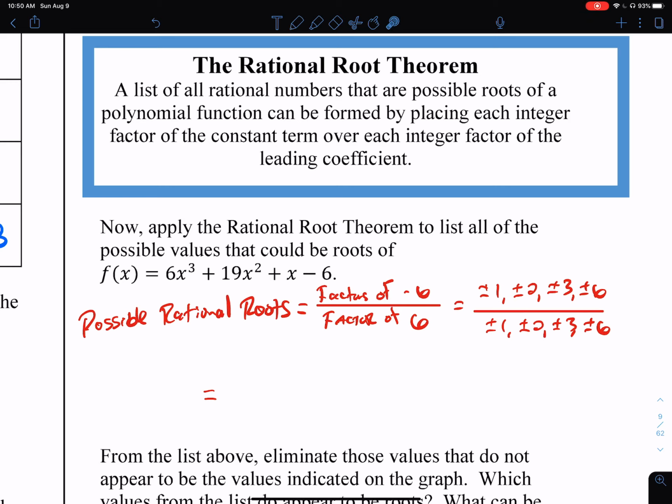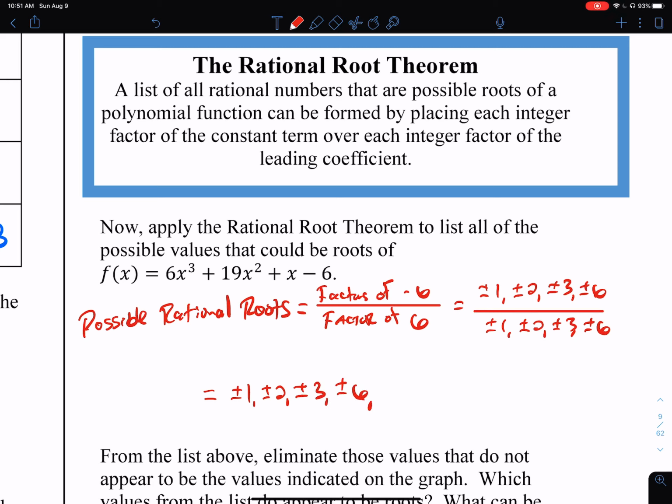Now, to get all the possible combinations, I'm going to do this this time, and then you can decide if you need to do this next part. Take each of these and divide them by 1. We take each of these and divide them by 2. We take each of these and divide them by 3. We take each of these and divide them by 6. Or we can just leave it like this. In the future, I'm going to leave it like this. So if we divide each of the top numbers by 1, we get plus or minus 1, plus or minus 2, plus or minus 3, plus or minus 6.